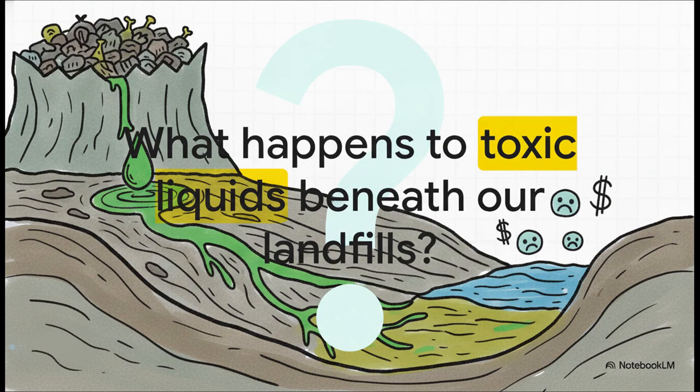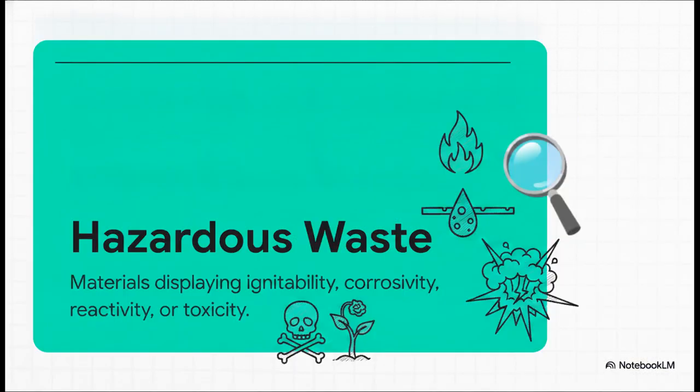I want you to just pause for a second and imagine a single drop of toxic liquid seeping quietly into the earth beneath a massive landfill. I mean, it seems incredibly small, right? Almost insignificant. But what happens when that one tiny drop becomes a steady, continuous leak? That hidden seepage is exactly what we're focusing on today. We're looking at the massive environmental and financial stakes of what goes into the ground and, more importantly, what escapes from it. To really wrap our heads around the scale of this issue, we first need to define exactly what makes this waste so incredibly dangerous.